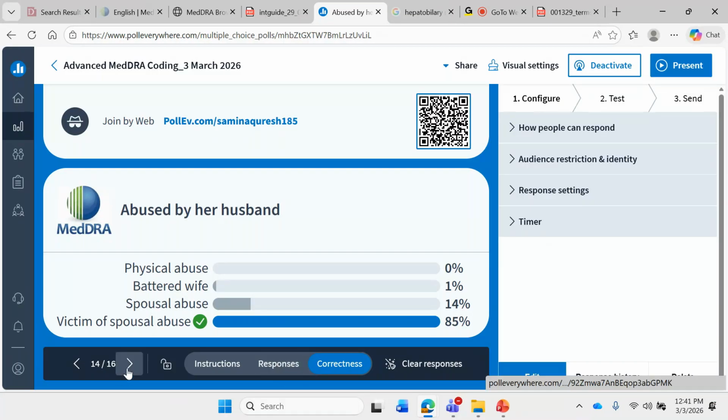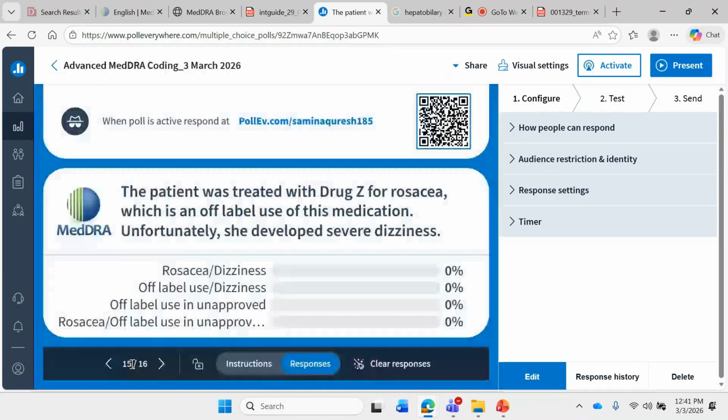Okay, so let's go to number 15. We're almost towards the end. And I'm going to activate this.